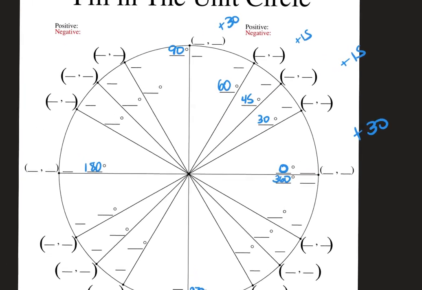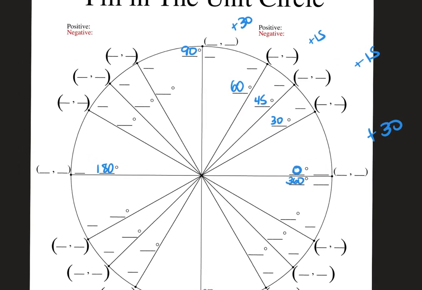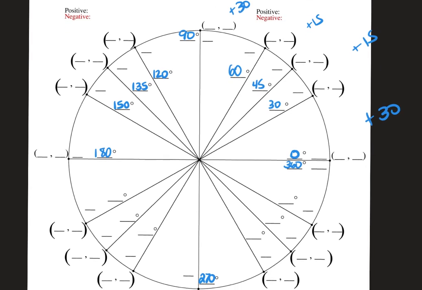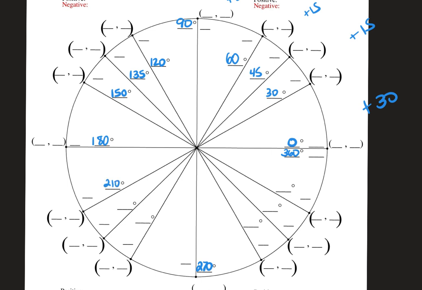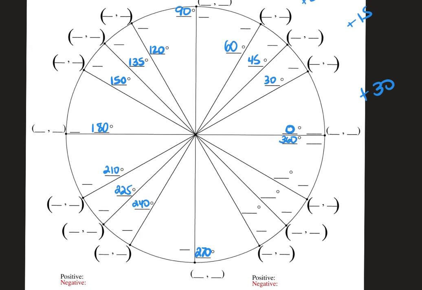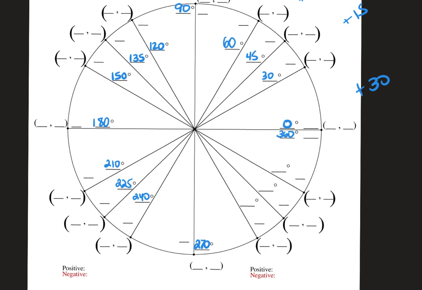Then you're going to do it again. Add 30 to 90. You get 120. Add 15. I get 135. Add 15. I get 150. Add 30. I get 180. I'm going to do it again. 30, 15, 15, 30. Add 30, I get 210. Add 15, 225. Add 15, 240. Add 30, 270.